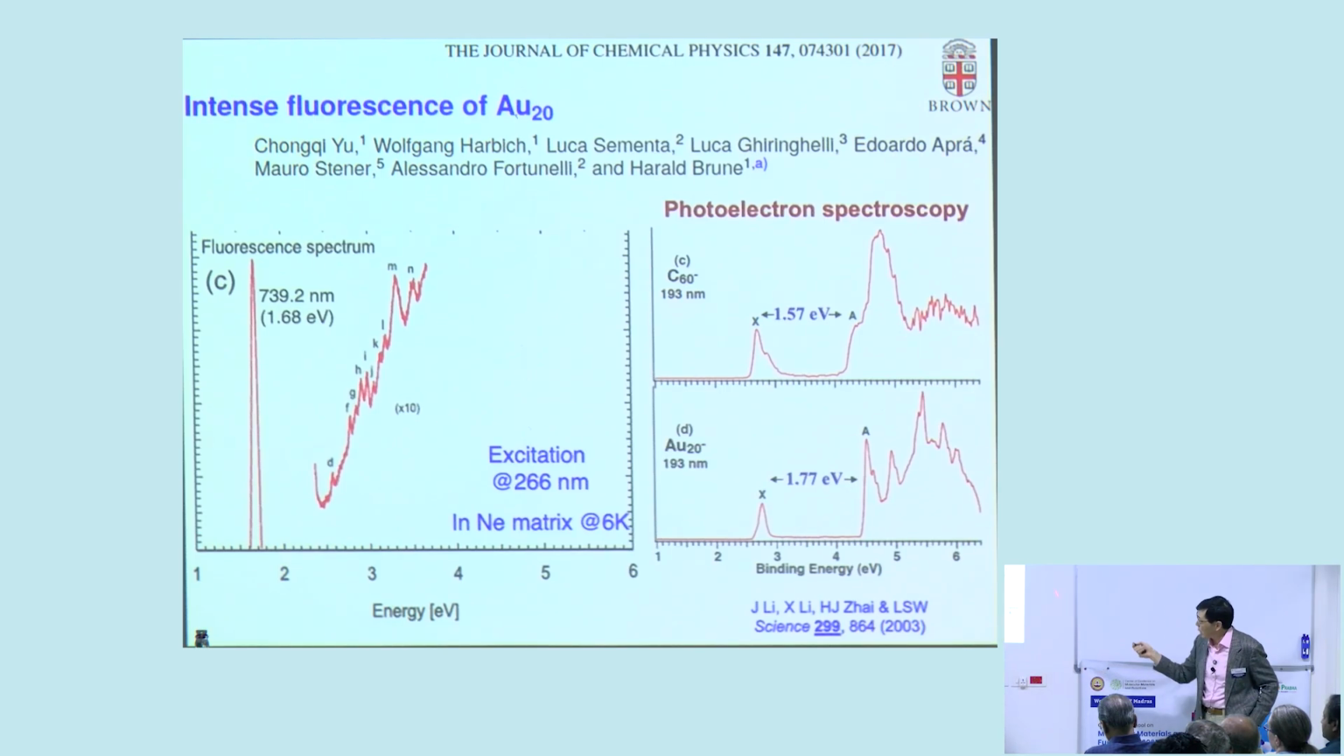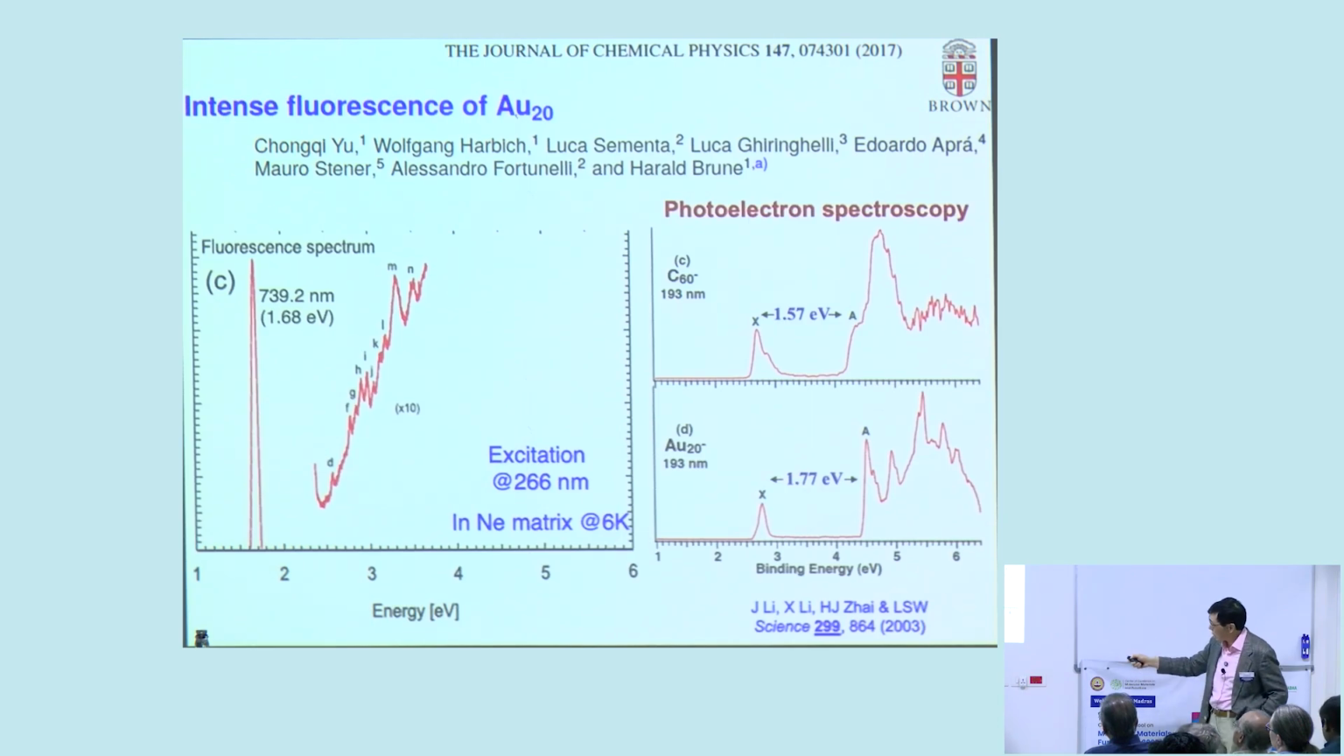So this is the photoelectron spectrum that we measured for gold 20. You look at this energy gap, right? So that means gold 20 is a semiconductor, right? Bulk gold is the best conductor, but at 20 atoms, it's a semiconductor. It has a very large energy gap. The energy gap is about 1.7 eV, and that's almost exactly what's measured in the fluorescence spectroscopy, right?